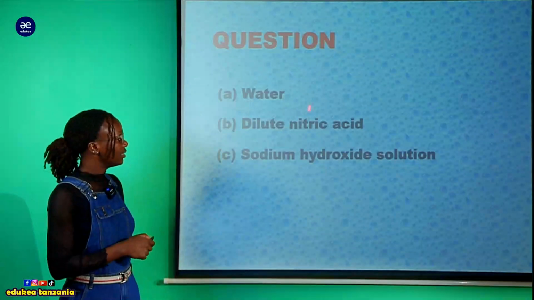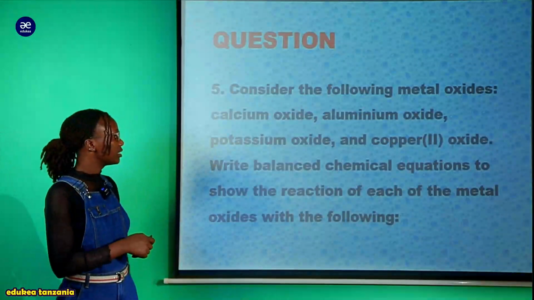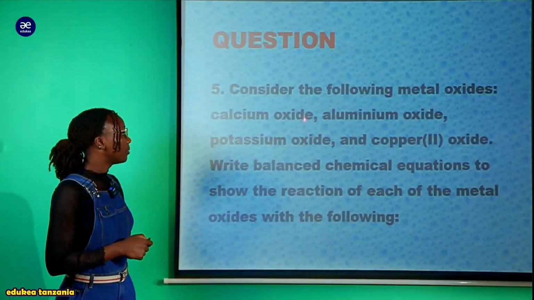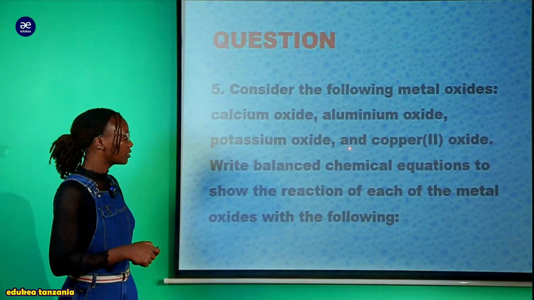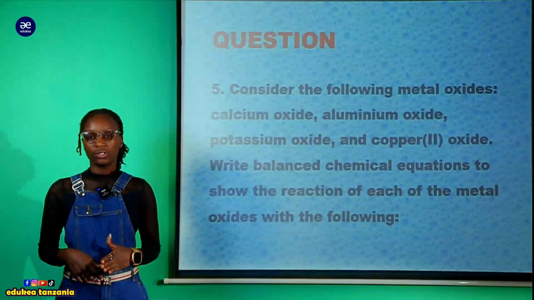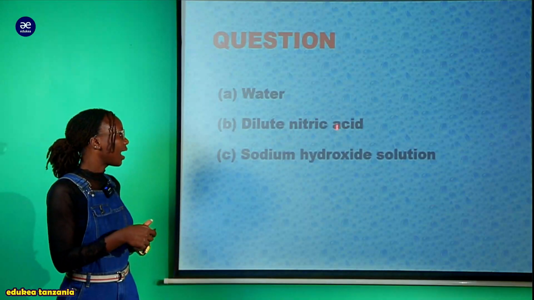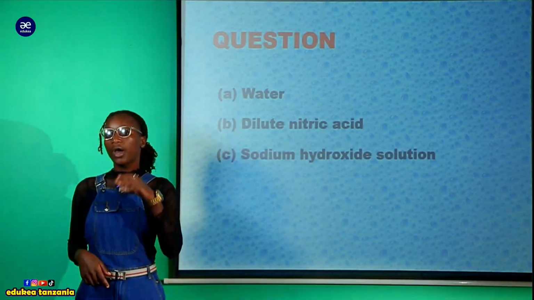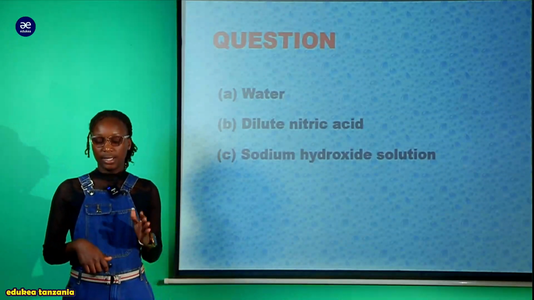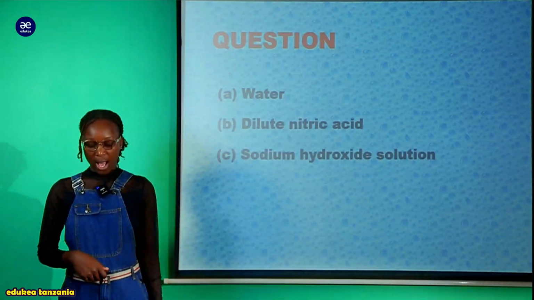What does it mean? It means that in this given A, B, C, we are required to react it with this compound of oxide. For instance, here we are given calcium oxide, aluminum oxide, potassium oxide, and copper 2 oxide. So through these given oxides of metals, we are required to react them with these given compounds, where we have water, dilute nitric acid, and sodium hydroxide solution. So in each metal oxide we are required to react it with this given A, B, C compounds. So now let us see our responses.